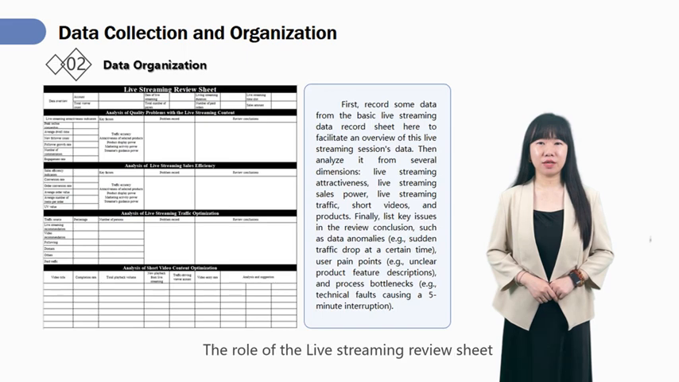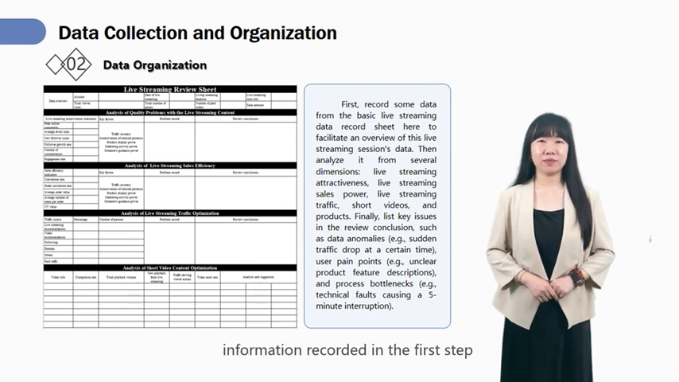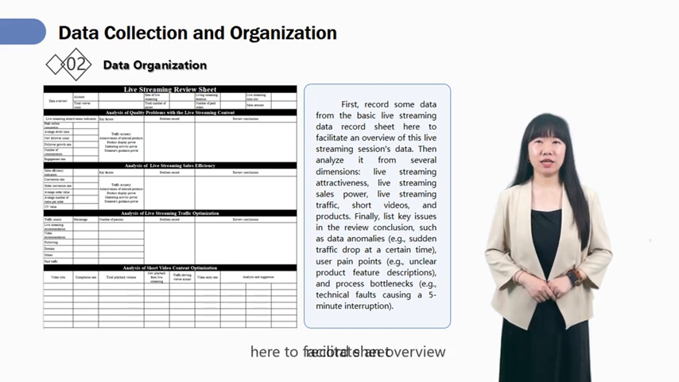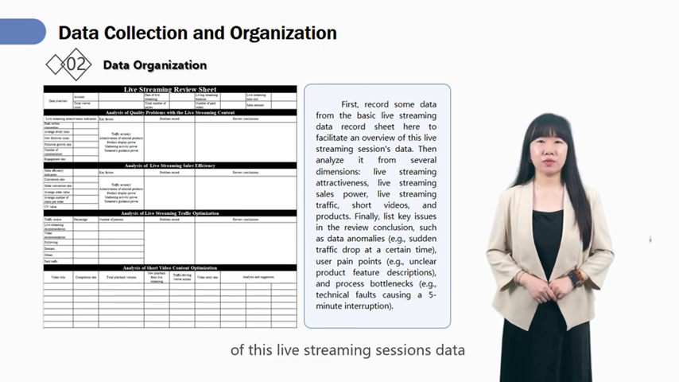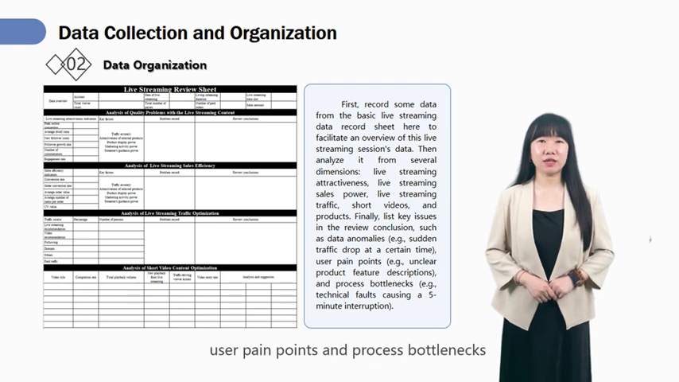The role of the live streaming review sheet is to conduct a review of a single live streaming session and analyze the large amount of data and information recorded in the first step. First, record some data from the basic live streaming data record sheet, here to facilitate an overview of this live streaming session's data. Then analyze it from several dimensions: live streaming attractiveness, live streaming sales power, live streaming traffic, short videos, and products. Finally, list key issues in the review conclusion, such as data anomalies, user pain points, and process bottlenecks.